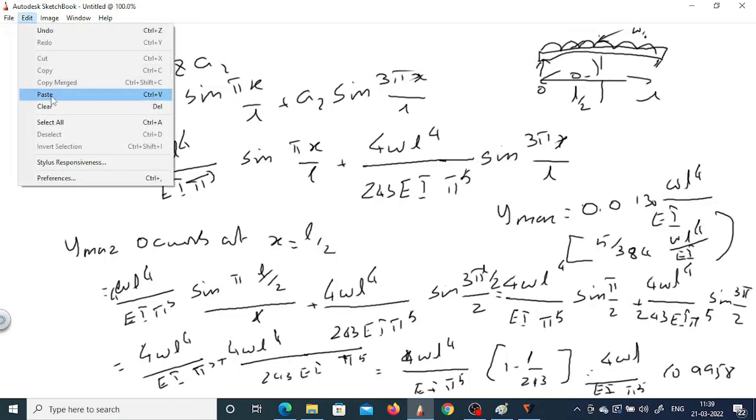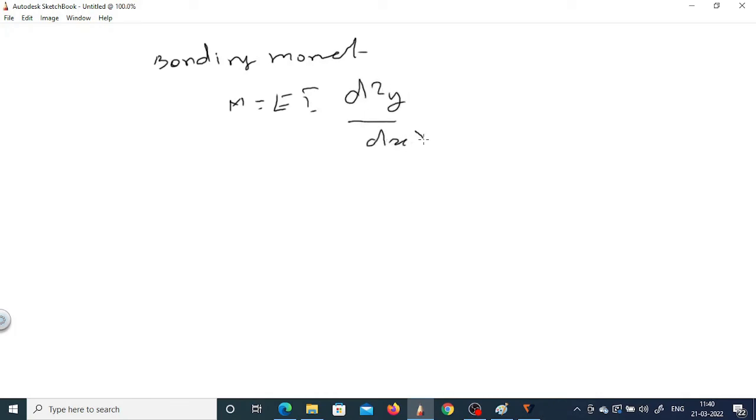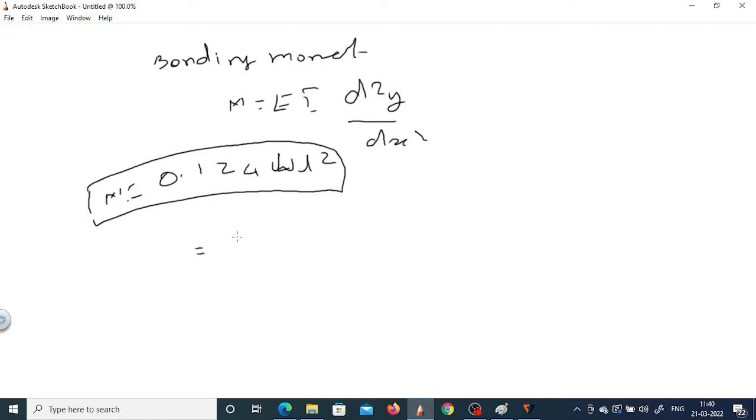Now I move to identify the bending moment. For the reason I cleared the board, now I can move to bending moment identification. What is the formula for bending moment? Bending moment can be identified with M is equal to EI d square y by dx square. In the previous step we identified d square y by dx square, so we can identify the terms. From this we can get the bending moment. After simplification we may get the bending moment as 0.124 W L square. Okay, which is the bending moment for the beam problem. We can compare this with the exact solution, which is W L square divided by 8. From this we can compare and propose the best result.